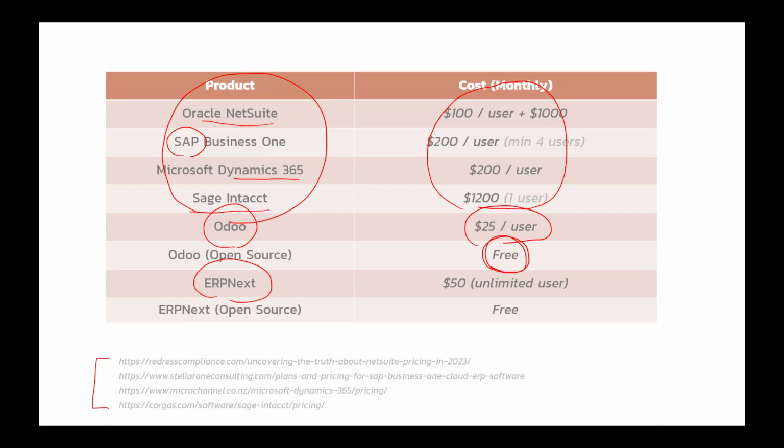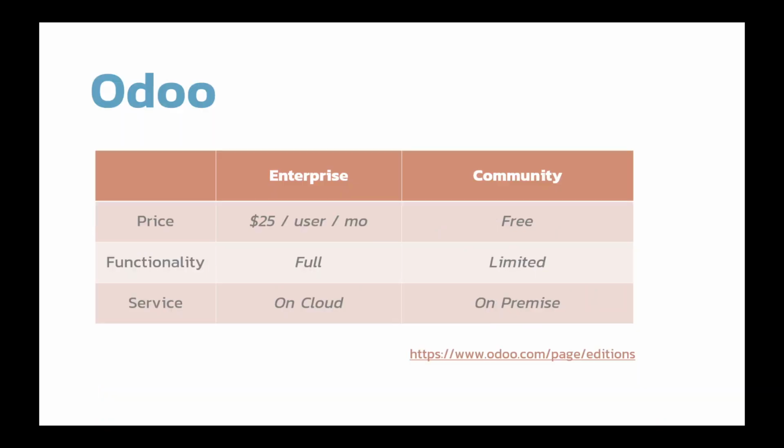ERPNext has the same target audience. As you can see, the price is also not too expensive. But I would say that this $50 is actually for unlimited users. So if you're using Odoo and have more than 2 users in your system, then ERPNext is already cheaper. Okay. But ERPNext also has another option which is very lucrative: free. So both of them actually can be free. So what is the catch, right?